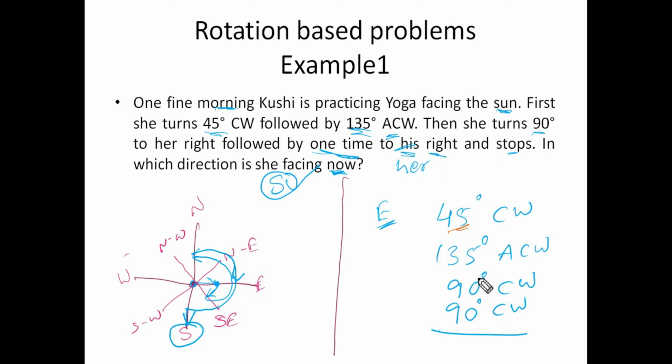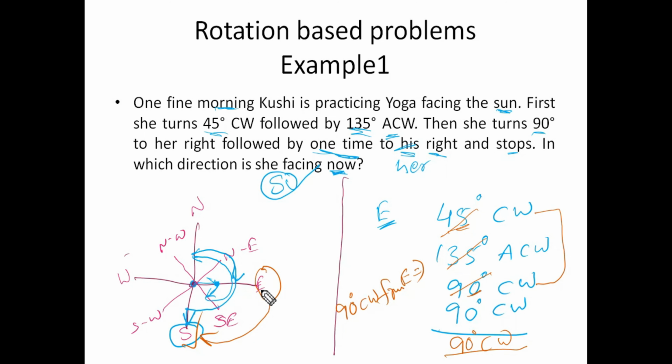So 45 degrees clockwise and 90 degrees clockwise. What is the sum of these two? 135 degrees clockwise. Directly we can cancel it with the 135 degrees anti-clockwise. So what is the final resultant angle? 90 degrees clockwise. So our answer will be 90 degrees clockwise. From where is it 90 degrees? From east. Directly see that one. This is east. From east, 90 degrees clockwise will be south. So the answer is south.